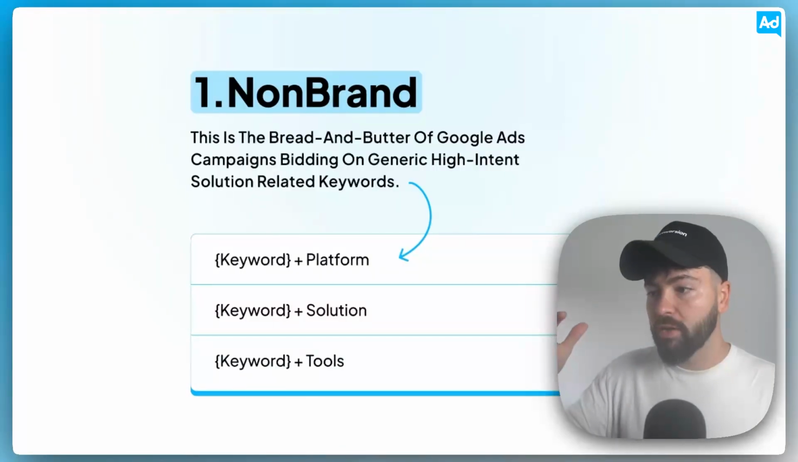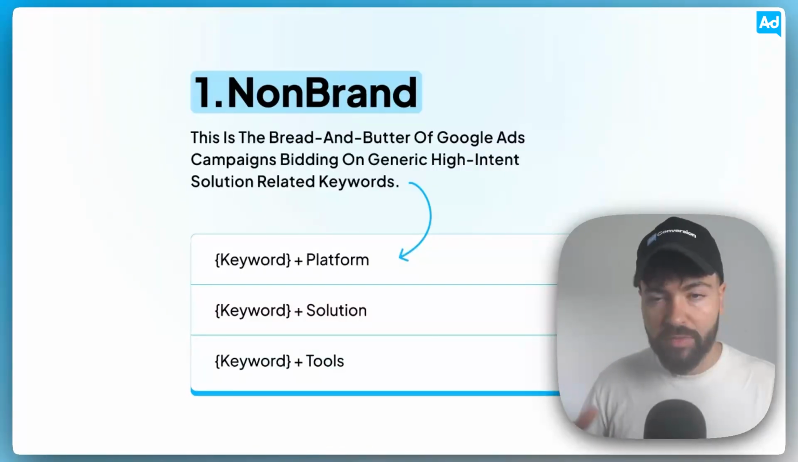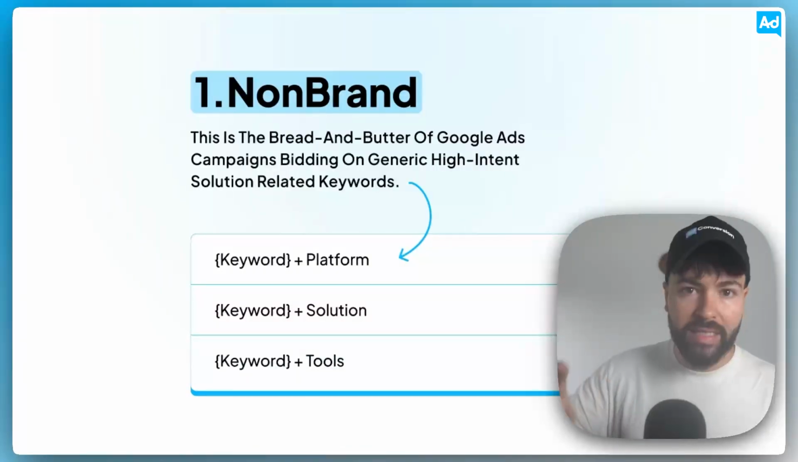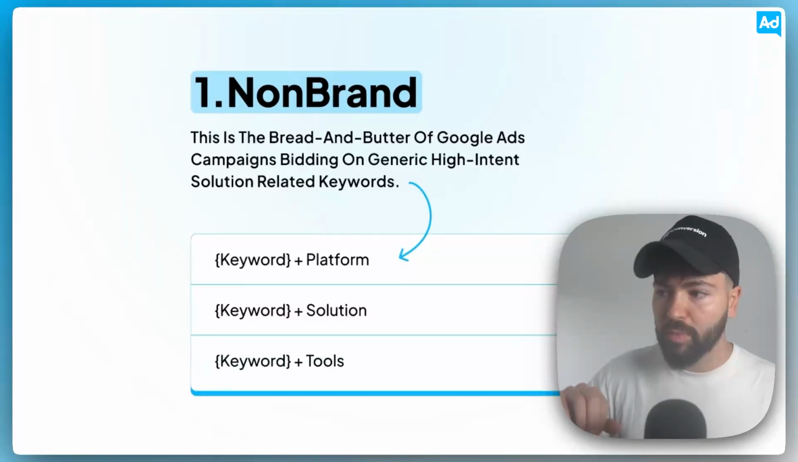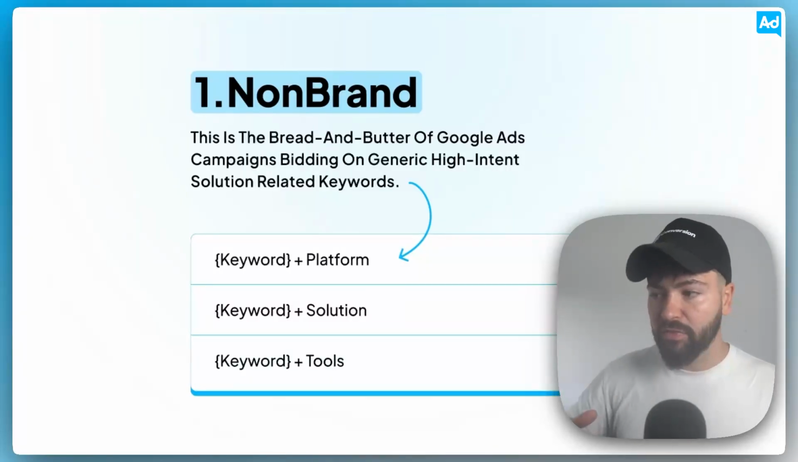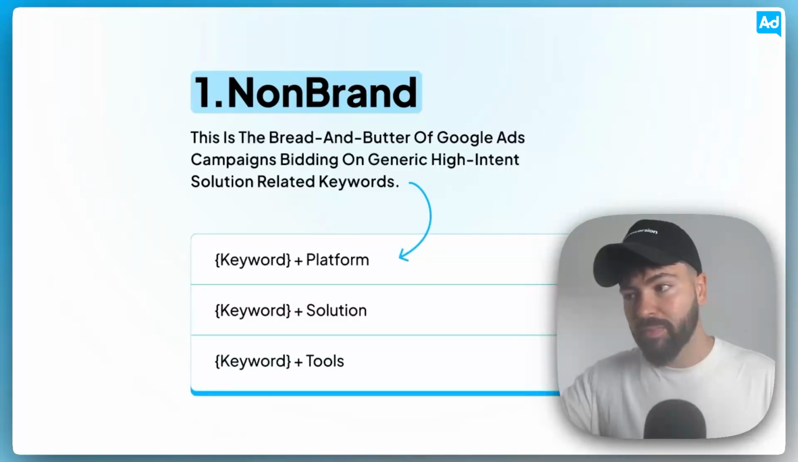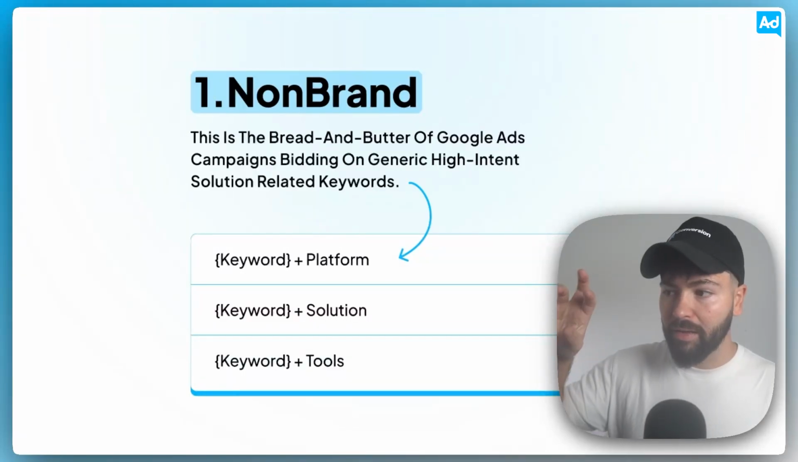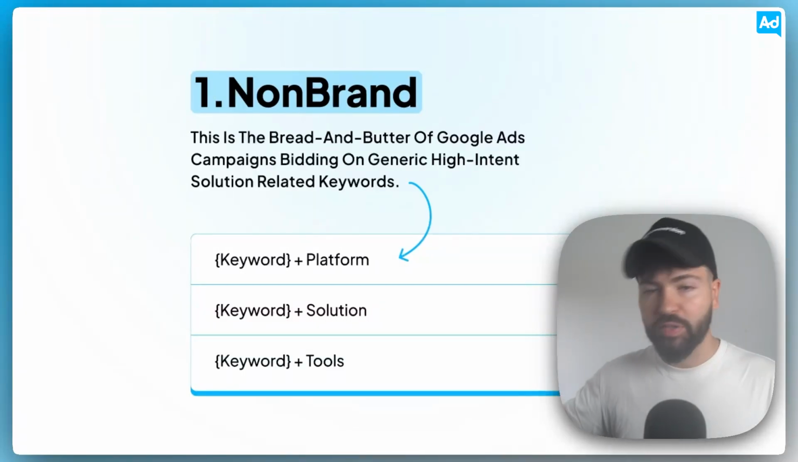So we could create one campaign for each type of theme. So I could create a Meta campaign, a LinkedIn campaign, a Google campaign, a YouTube campaign, and then I could bid on these different keywords. So I could have Meta ads automation platform, right? Or Meta ads automation solution, et cetera, et cetera.